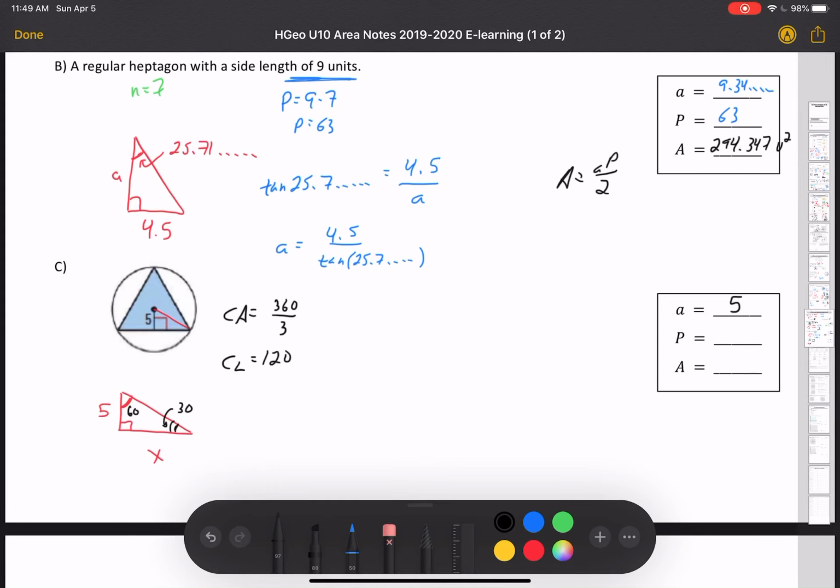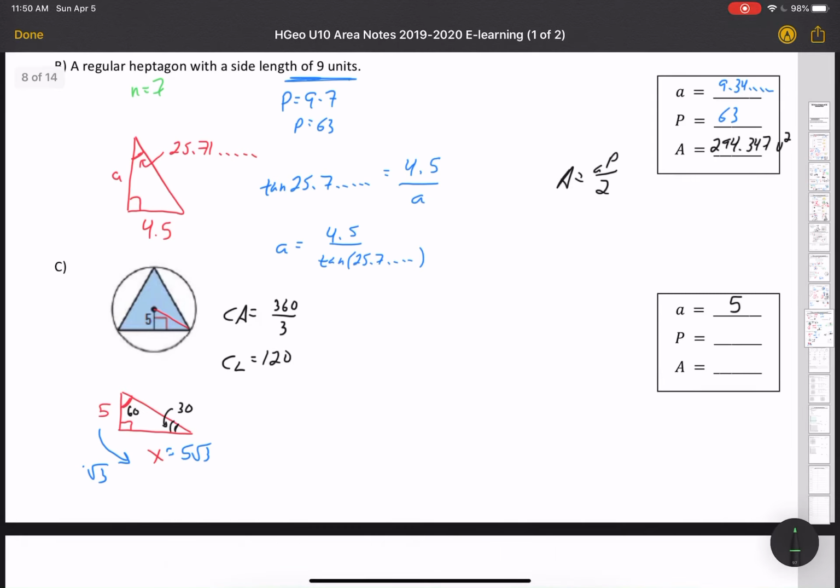Well, this is a 30, 60, 90 triangle, which means I don't need to use trig. I can just remember that to go from the side opposite 30 to the side opposite 60, I'm going to multiply by the square root of 3. So one side length is 5 square roots of 3. To find the perimeter, I'm going to multiply that by 2 and then multiply it by 3. Because when I multiply it by 2, I'm going to get the entire side length. Multiply it by 3, that's when I get the perimeter. So the perimeter is going to be 30 square roots of 3. 5 times 2 is 10. 10 times 3 is 30.